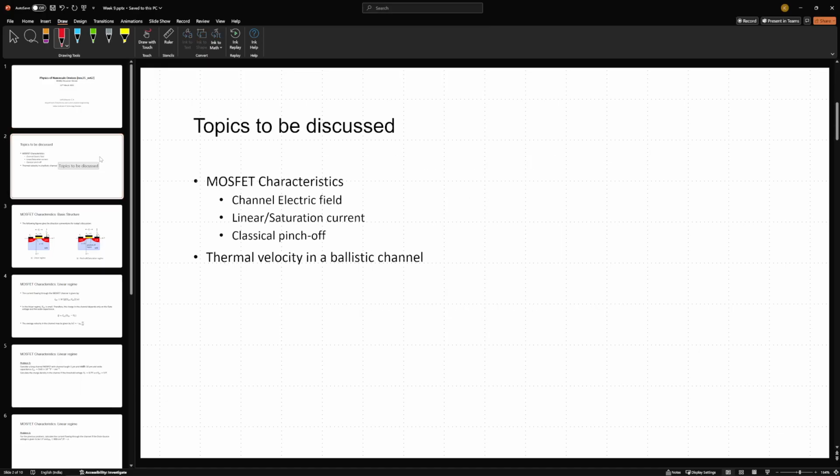So, in this ninth week, we are going to continue from where we left off in the last week. This is not a new topic per se. Today we are going to try to derive the various MOSFET characteristics.